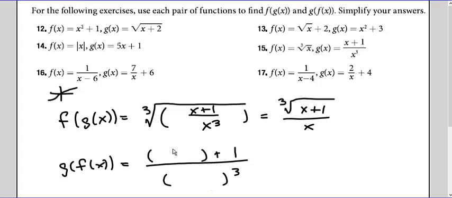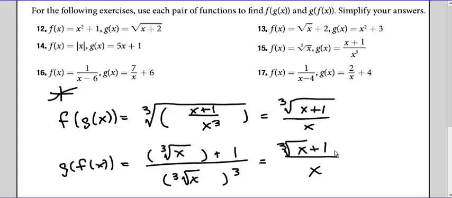And the other way around, g of x is x plus 1 divided by x cubed. But instead of x, we put in the cube root of x. So the simplification here is the cube root of x cubed is x, so this becomes the cube root of x plus 1 divided by x. And x cannot equal 0 here, and x cannot equal 0 here from the domain perspective.